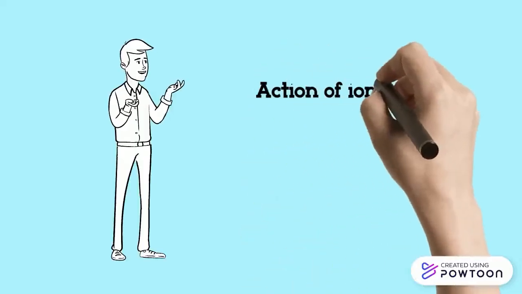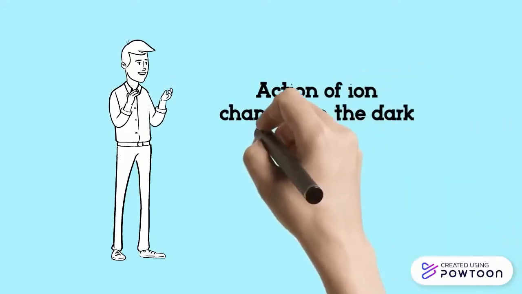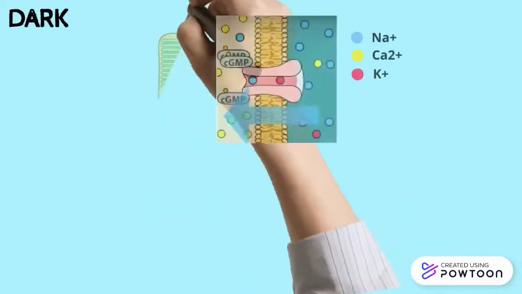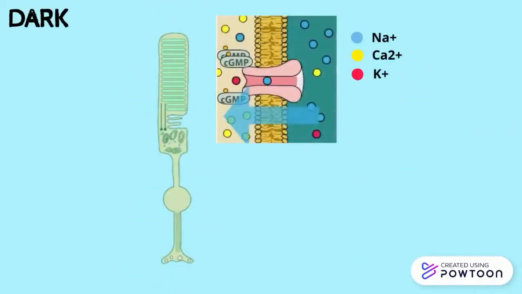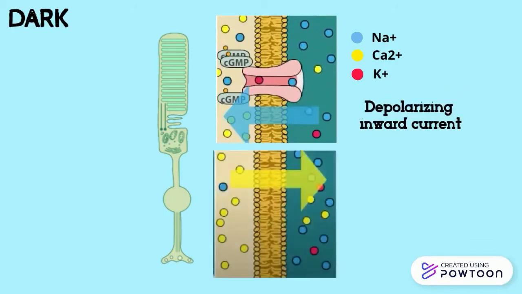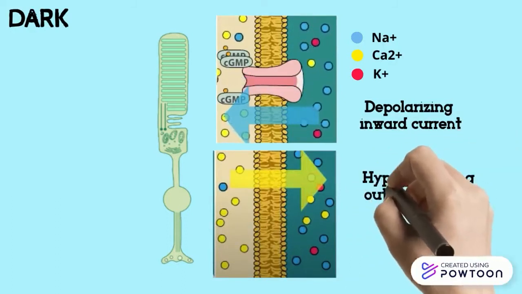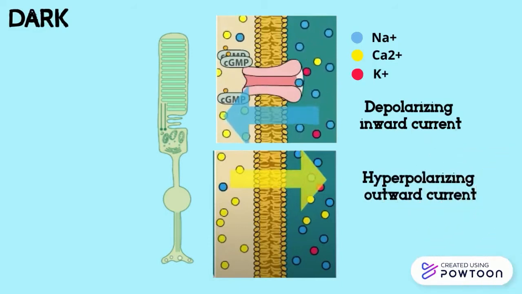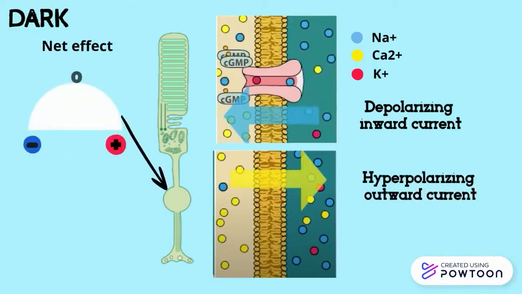Let's talk about the ion channels in the dark and light. In the dark, the ion channels are open. The influx of the positively charged sodium and calcium ions has a depolarizing effect on the cell. The inward current is opposed by positively charged potassium ions flowing out through potassium channels, known as a hyperpolarizing effect. The combined result of the movement of ions causes the depolarization of the photoreceptors in the dark.